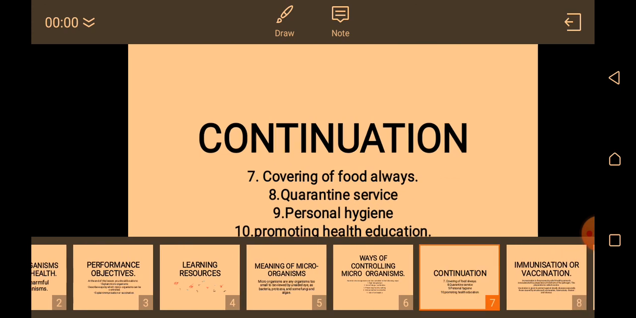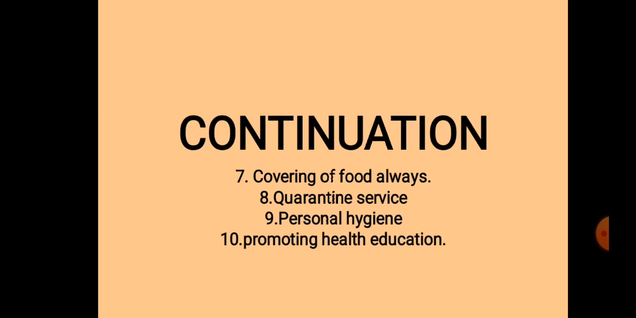And number 8, quarantine service. Quarantine service is a process of isolating infected persons or animals. So when people that are infected are isolated from other people, you call it quarantine services. Why is it done? It is to observe the person or the animals for evidence of the disease before he or she mixes with the general population.